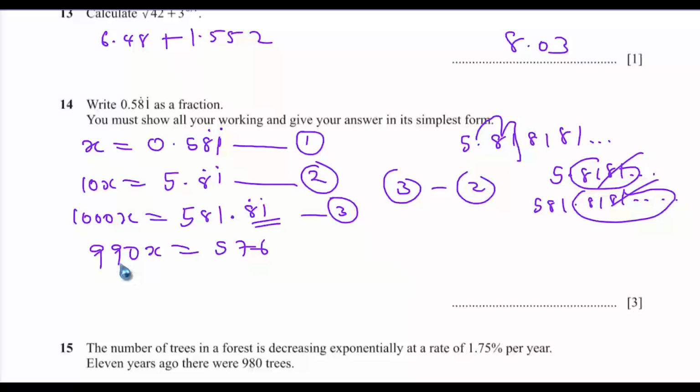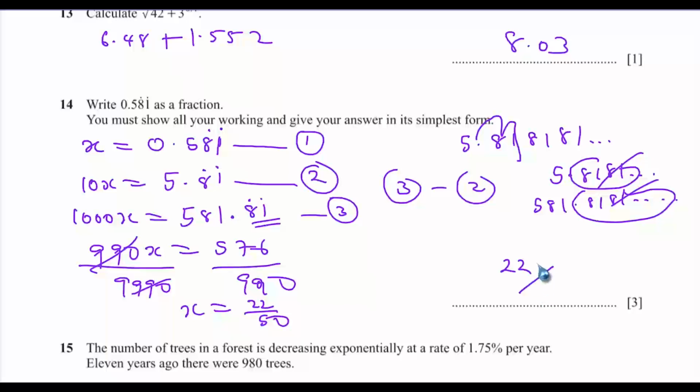576. Then if you now divide both sides by 990, this will cancel this. Okay, we have x to be equals to 22 out of 55 when you simplify this. So our answer is 22 out of 55.